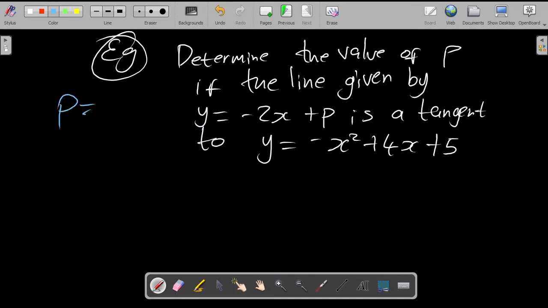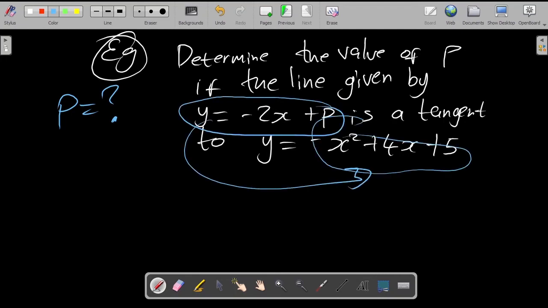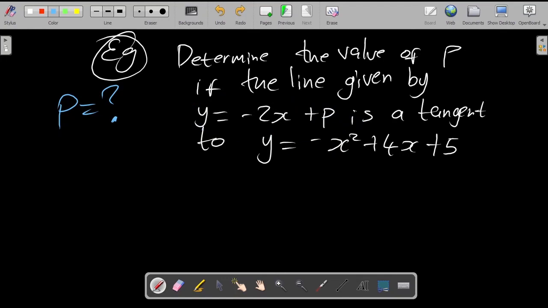So the question basically says, what is the p? But what is the relationship between the tangent and our function? We know that if we find the derivative, we can call this f of x because it's not truly defined as any other letter. So we can call it f of x. That is safe, I believe.